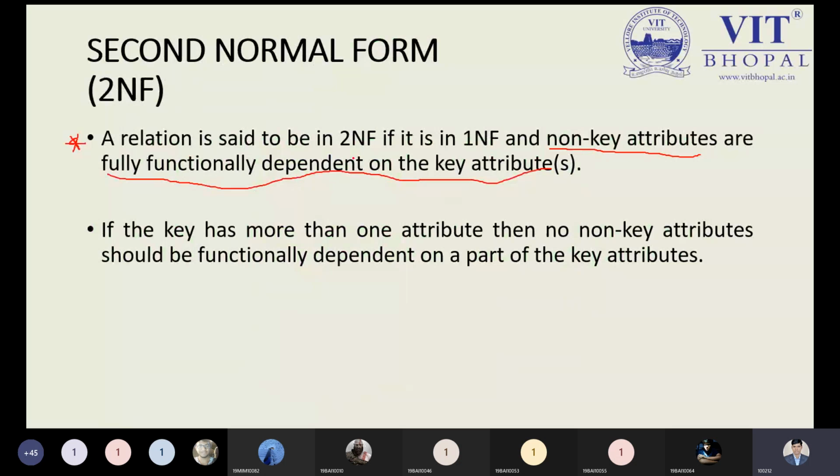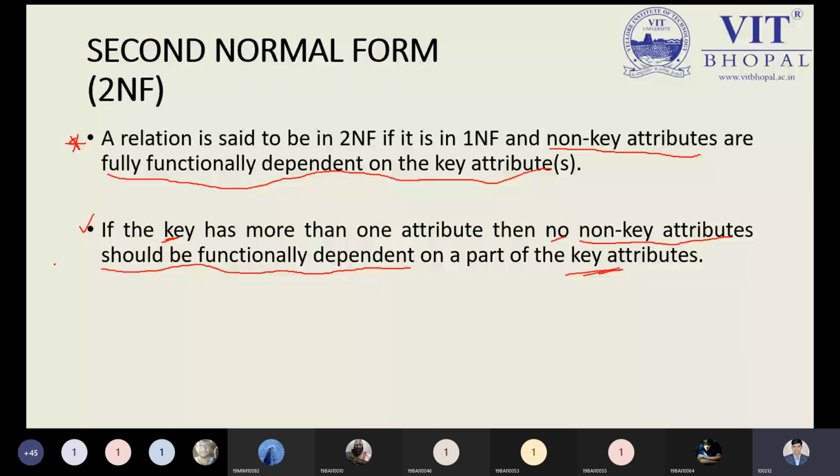A relation or table is said to be in second normal form if it is in the first normal form and non-key attributes are fully functionally dependent on the key attribute. From this point you can understand the fully functional dependency concept we have already seen, so now you can understand the normalization. And the second point we need to keep in mind: if the key has more than one attribute, then no non-key attribute should be functionally dependent on a part of the key attribute. So this is the point we need to keep in mind.